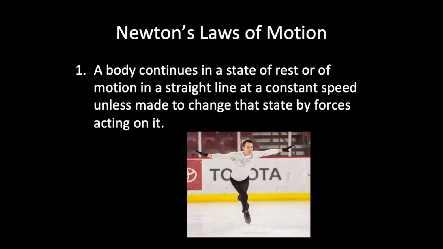We'll quickly go through Newton's 3 laws of motion. His first law, the law of inertia, is that a body continues in a state of rest or of motion in a straight line at a constant speed unless made to change that state by forces acting on it. You could think of ice as a frictionless surface, and so gliding across the ice with no forces acting, you can continue going forward. Of course, eventually you will stop because there's air resistance, but if we were to glide on ice in a vacuum, we could keep going.